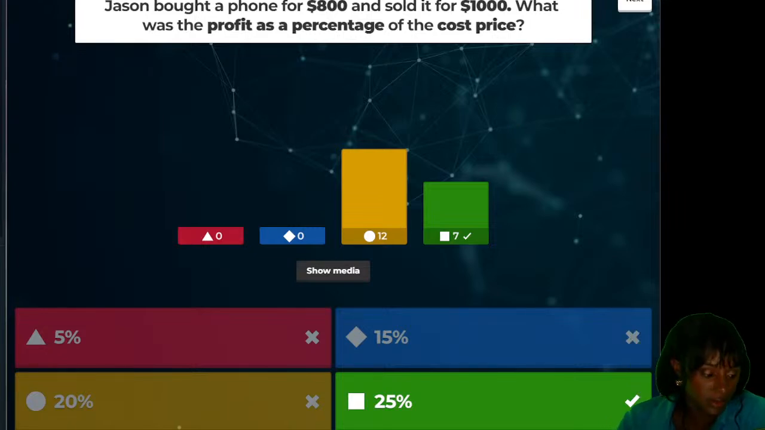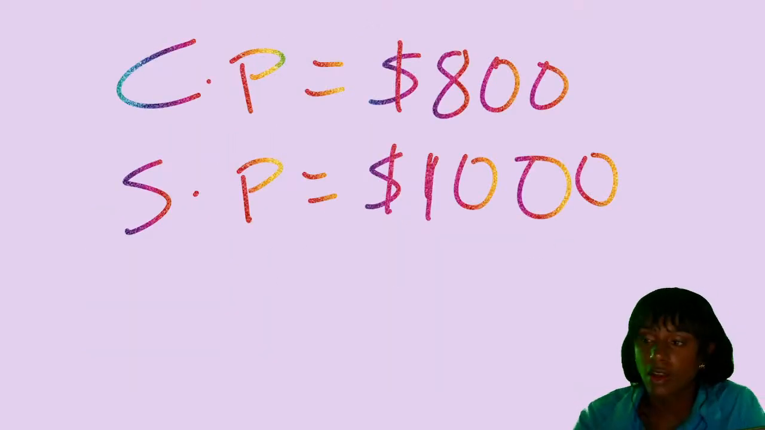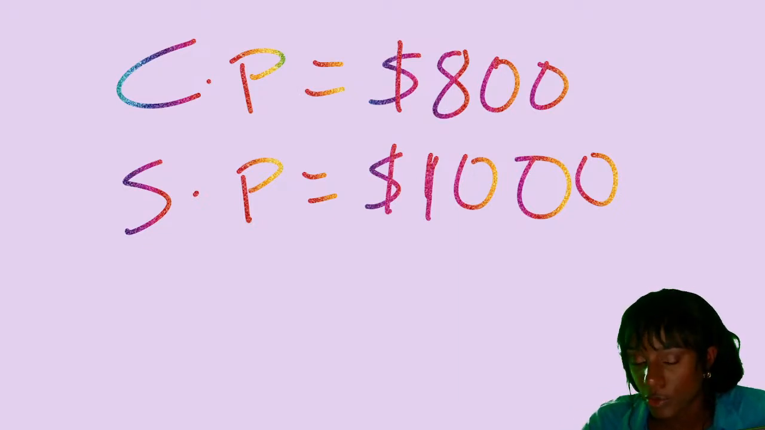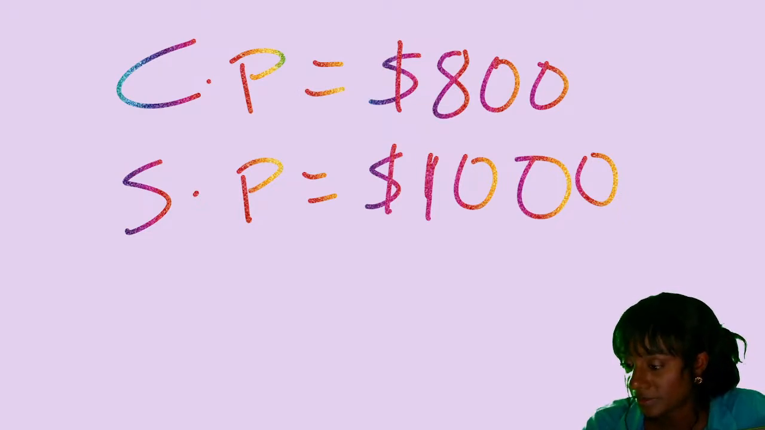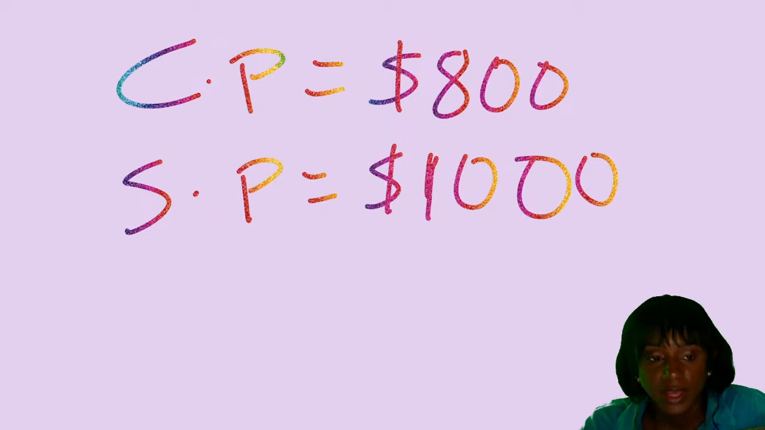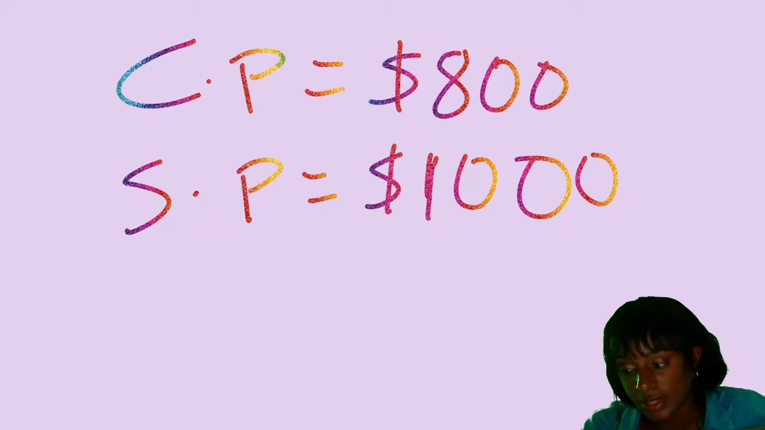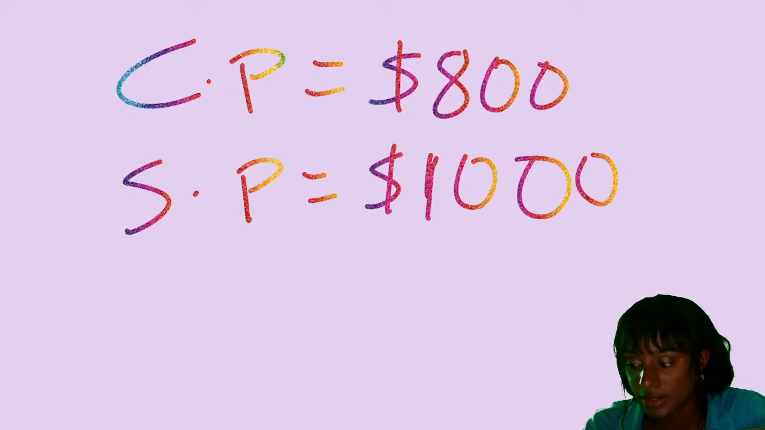So let's see here. If the cost price was $800 and the selling price is $1,000, could you tell me how much the profit is? How much is the profit? You can type that in the chat. $800 is the cost price. I sold the item for $1,000. Excellent, Jeremiah. 200. So the profit is 200.